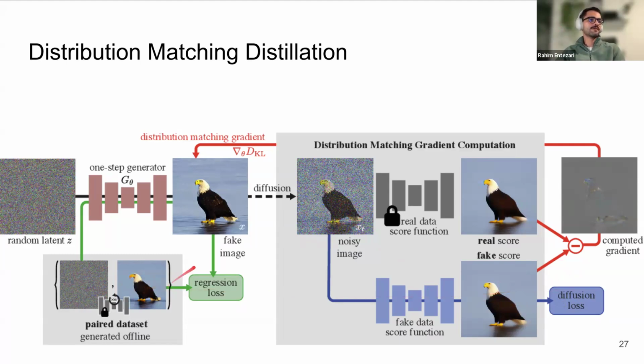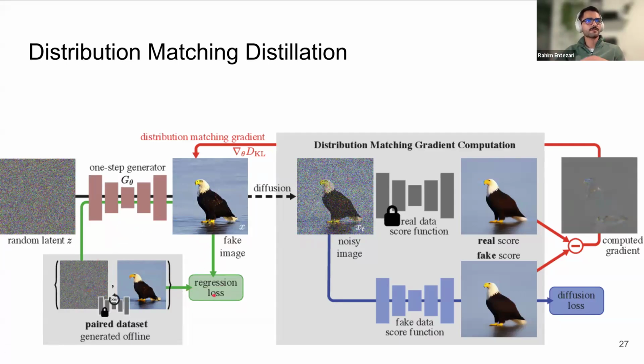And there are some auxiliary losses that people found to be useful, like a regression loss between the generations and a paired dataset. So you generate offline a very good ground truth, and then you compare the differences between these generations and this offline data.